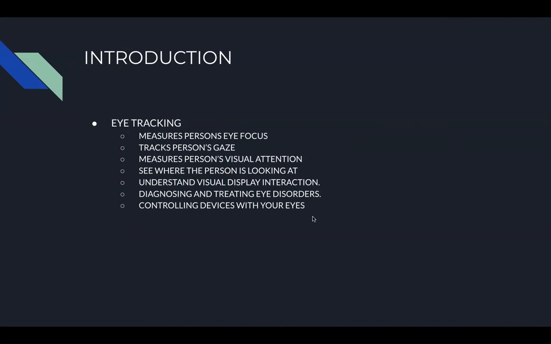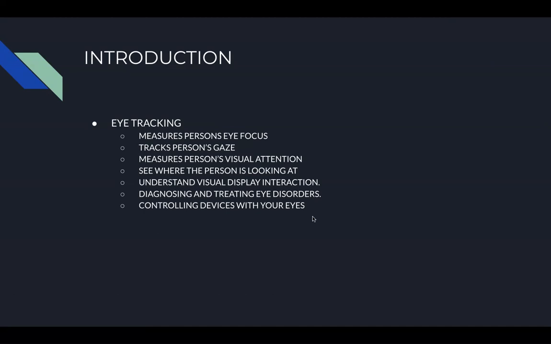Eye tracking can also be used to see what a person is looking at on a website. This information can be used to improve the design of websites and make them more user-friendly. Eye tracking can be used to understand how a person interacts with a video game. This information can be used to improve the design of video games and make them more enjoyable to play.